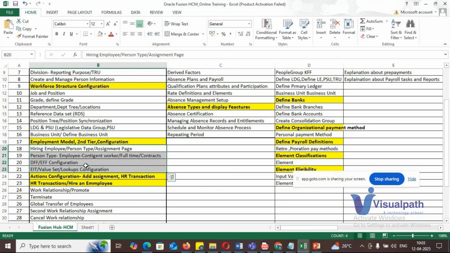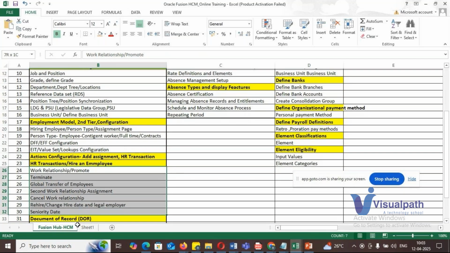After we're done with the enterprise setup configuration, we'll go for the workforce structure configuration and employment model: what the organization hierarchy is, right? Which person is full-time, or a contingent worker, or contract. So we'll do the configuration in the system and the action setup configuration. Then we'll go for HR transactions.